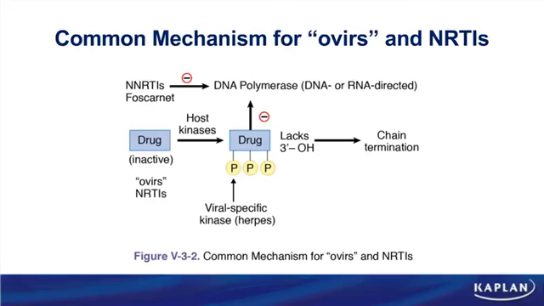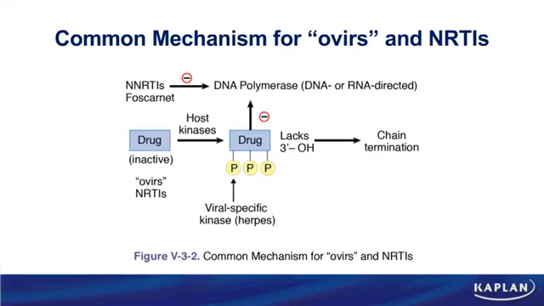But here's an additional similarity. You'll notice that both ovirs and NRTIs inhibit DNA polymerase. Except in the case of NRTIs, another name for reverse transcriptase is RNA-directed DNA polymerase, so a common target for each of those types of drugs.